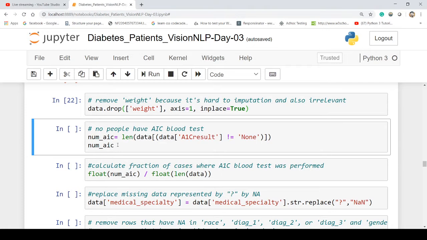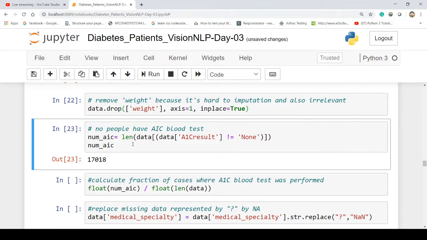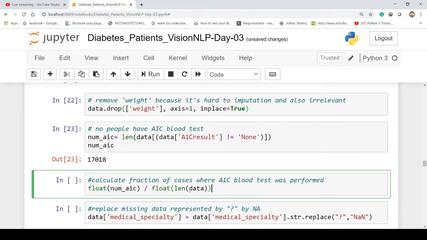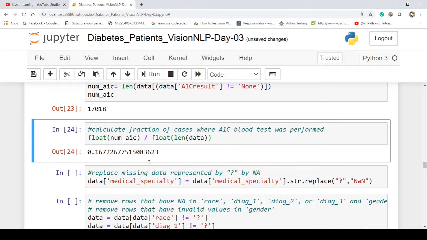So what we can do, we can just check. No, people have A1C blood test. A1C may be some metric, like a blood test to diagnose diabetes or something. So we are just checking all these variables to see which are more relevant. Whatever is not relevant we just drop, and whatever is relevant we can consider. Now calculate the fraction of cases where A1C blood test was performed out of the total data, which is just around 16%, which is again very less.